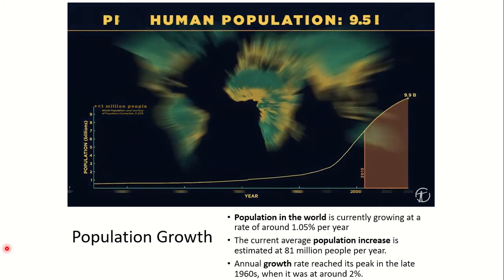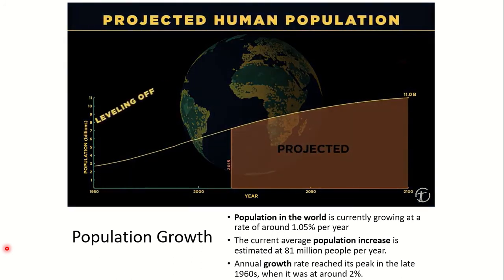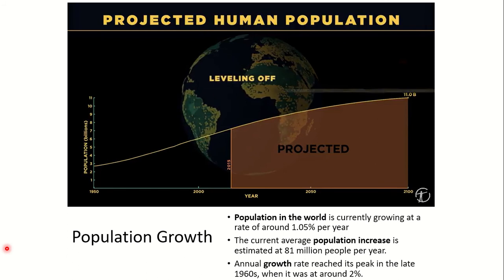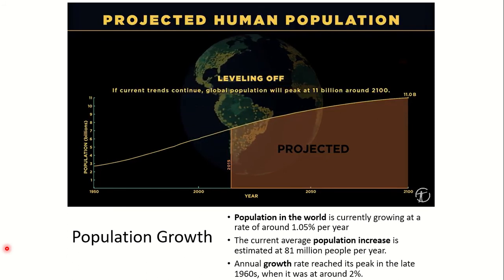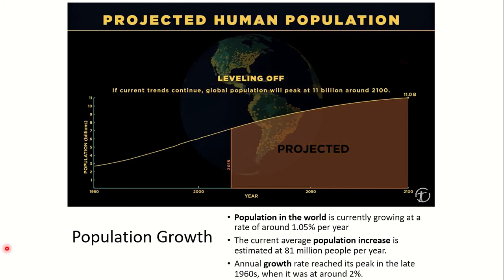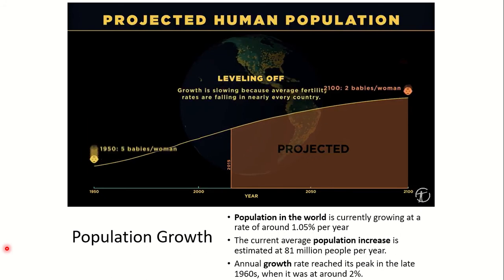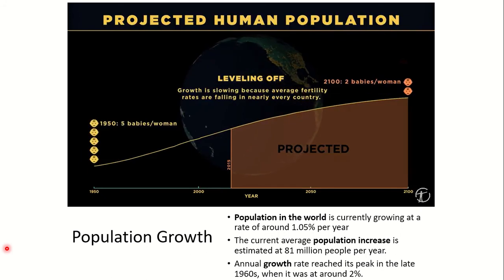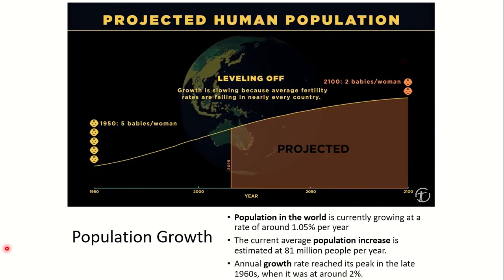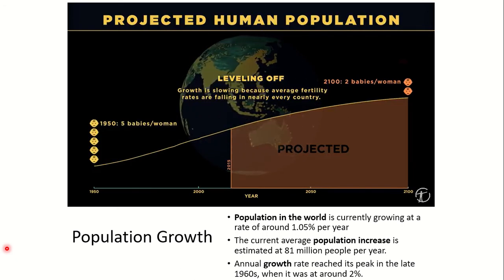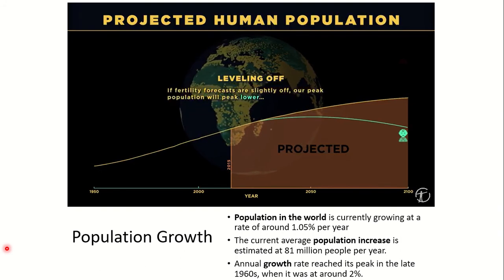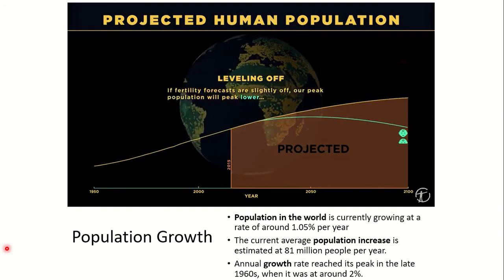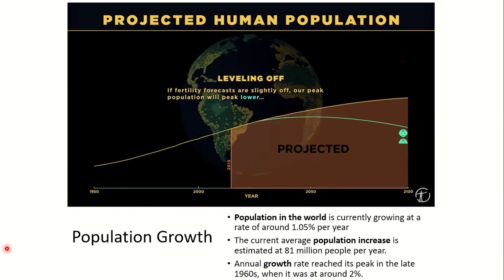Let's focus on that last part of the graph. What's happening from the year 2015 onwards? Well, we think that the global population will peak at about 11 billion people. At the current time, we think there's about 7.5 billion people. In 1950, your average woman was having 5 babies. By 2100, we think that it will be less than 2 babies. So our birth rates are falling.